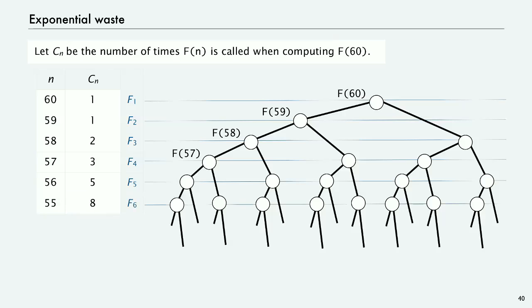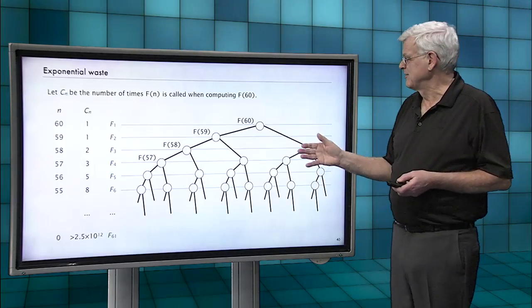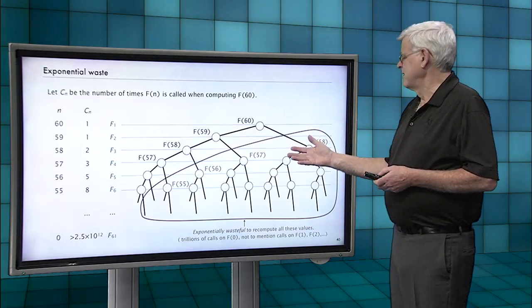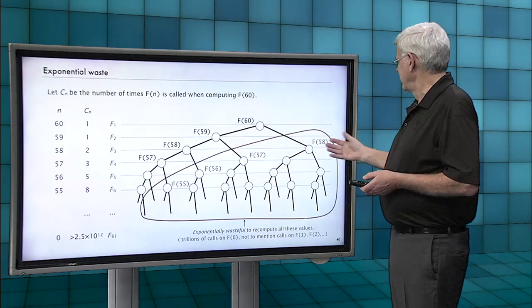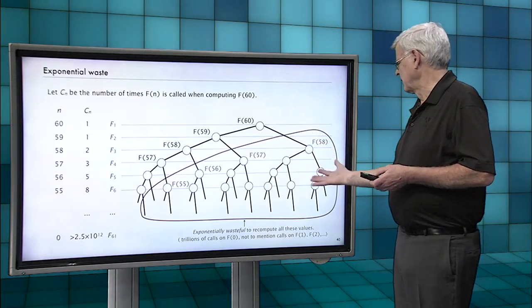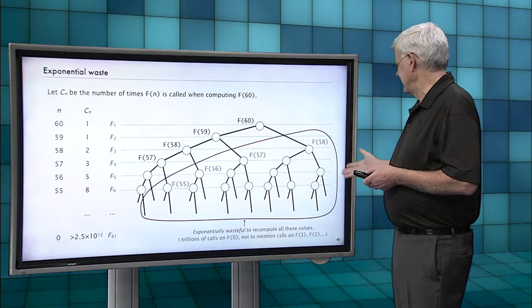And so we have a sequence of Fibonacci numbers increasing, which is the number of times that f of n is called. And when we get down to f of 0, that gets called f of 61 times. And that's a problem because f of 61 is a huge number. And it's easy to see why. If we've already computed f of 58 at whatever cost, over here we're computing it all over again. And similarly, it's exponentially wasteful to recompute all these values.